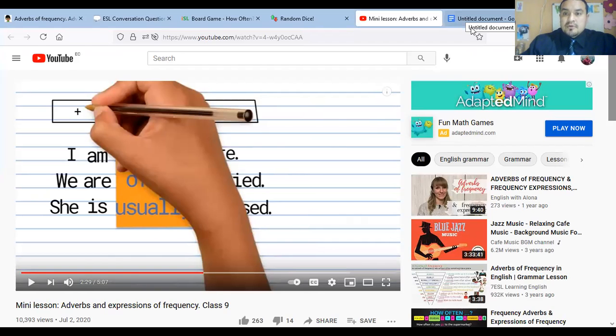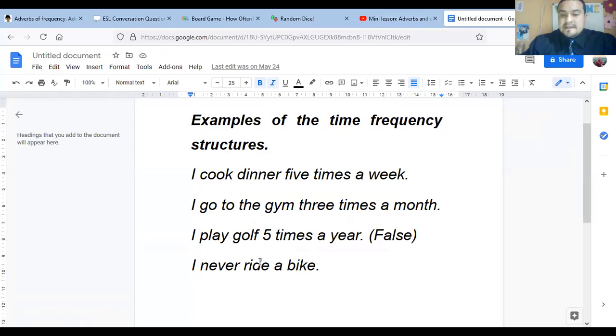We participated in group writing sentences about the structure of time frequency structures, making one lie. We did a demonstration of the use of how often questions with our partner. And we were supposed to write three sentences about ourselves using the adverbs of frequency, describing our habits, and you're supposed to record an audio file sending me those sentences so that I could hear, right?